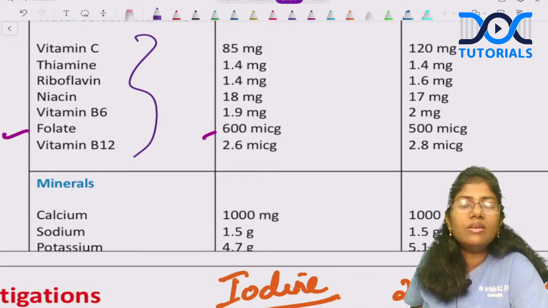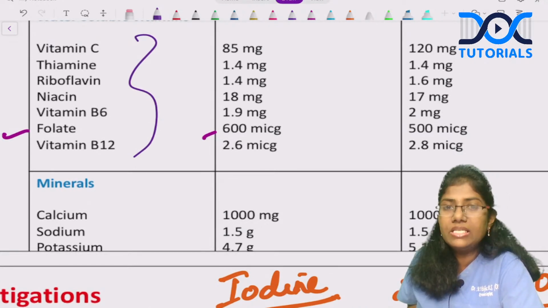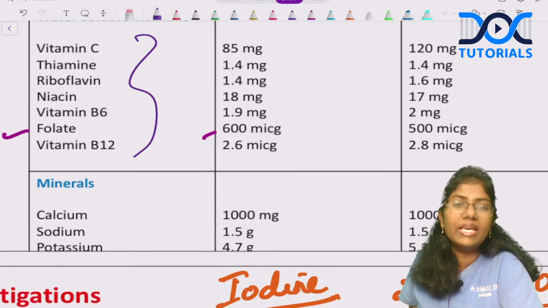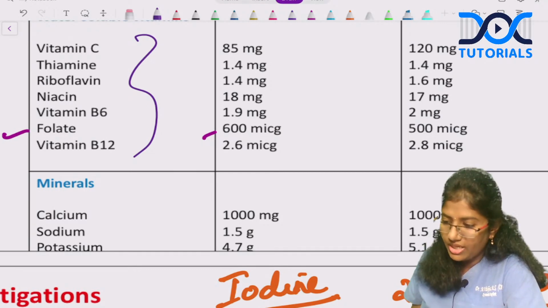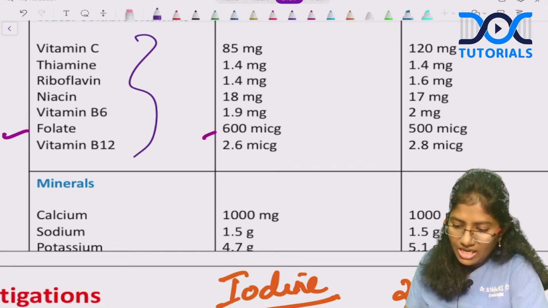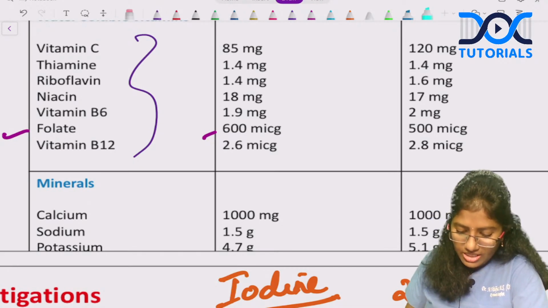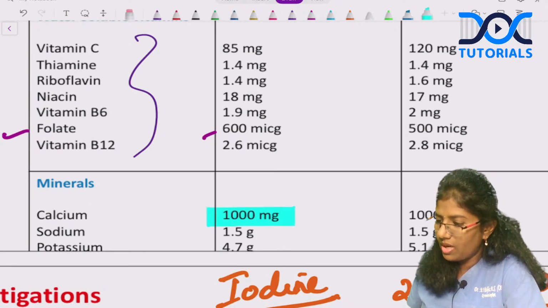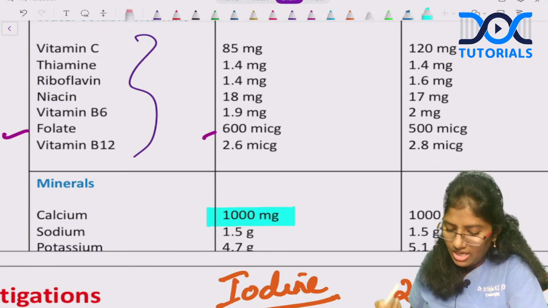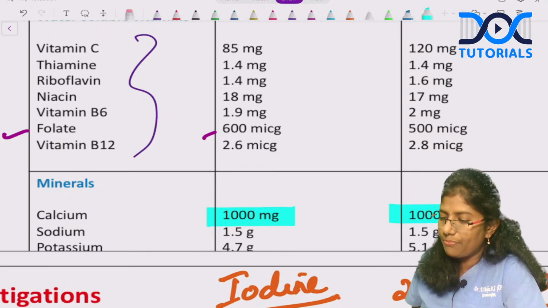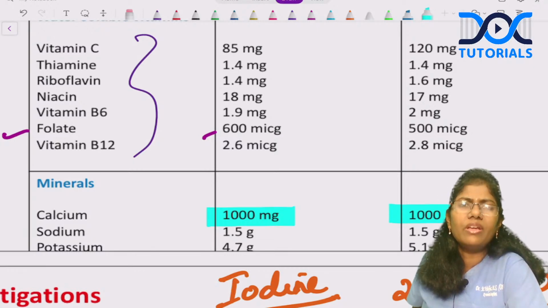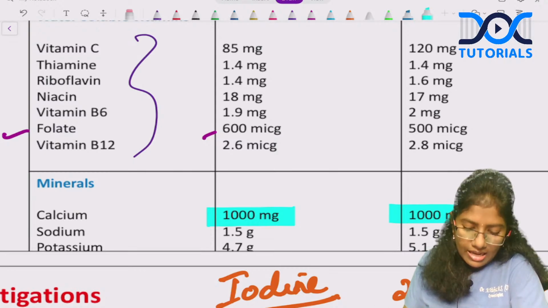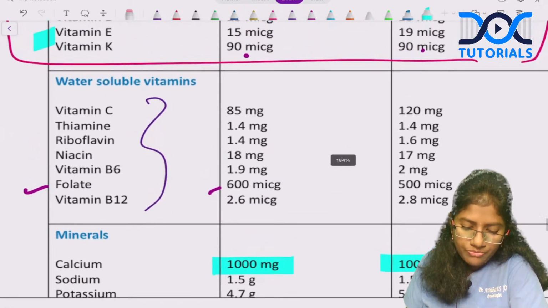Now, there is one other very important catchy MCQ here. What is the calcium requirement during pregnancy? What is the calcium requirement during lactation? Calcium requirement during pregnancy is 1000 milligrams. Calcium requirement during lactation is again 1000 milligrams. See, very important catchy numbers, and I have picked this table.